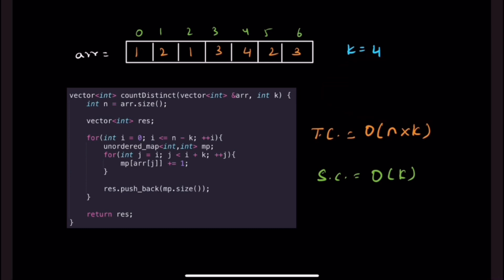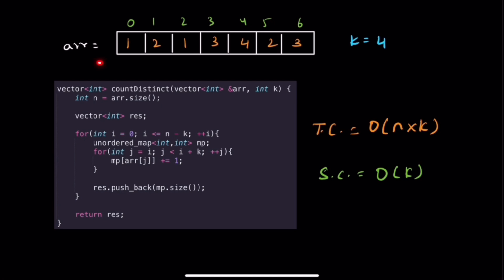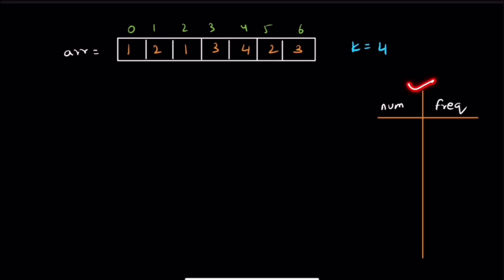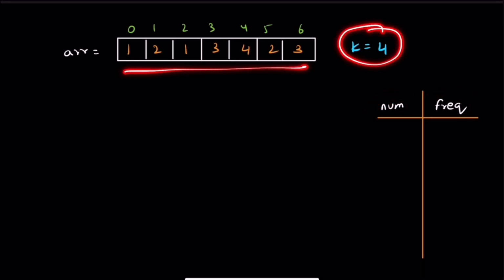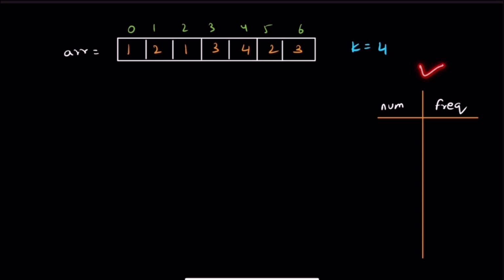Okay, so let's see the approach. Let's write it on this example with the sliding window approach. Here I have created a map where the number is the key and the frequency is the value, right? So again we are with the same array and the key value is 4, but here I have taken a hash map where the key is the number and the value is the frequency.